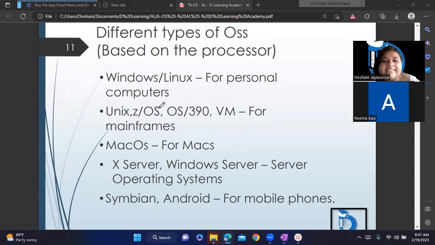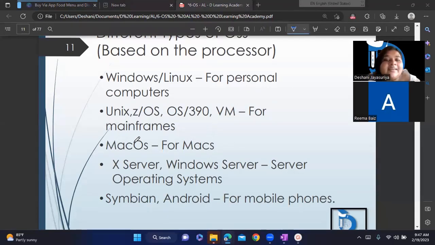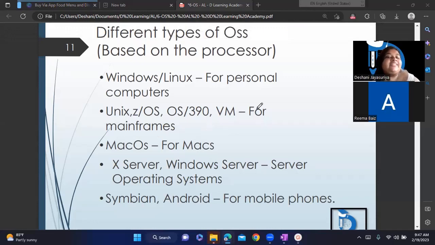personal computers. And there are some computers that we use as mainframes, supercomputers; there are different types of computers. So here, Windows and Linux are for personal use. This is based on the processor, so based on the CPU, it depends. If it's a Unix, z/OS or OS/390 or VM virtual machines, we have mainframes.